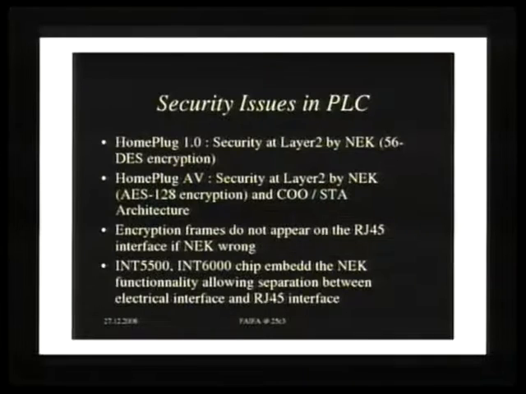In terms of keys used, before HomePlug AV there was another technology called HomePlug 1.0, which was able to do 14 megabits at the physical layer. This technology used what we call the NEK, Network Encryption Key, which is the WEP or WPA key for PLC. This is a key at layer 2, and they were using 56-bit DES encryption.